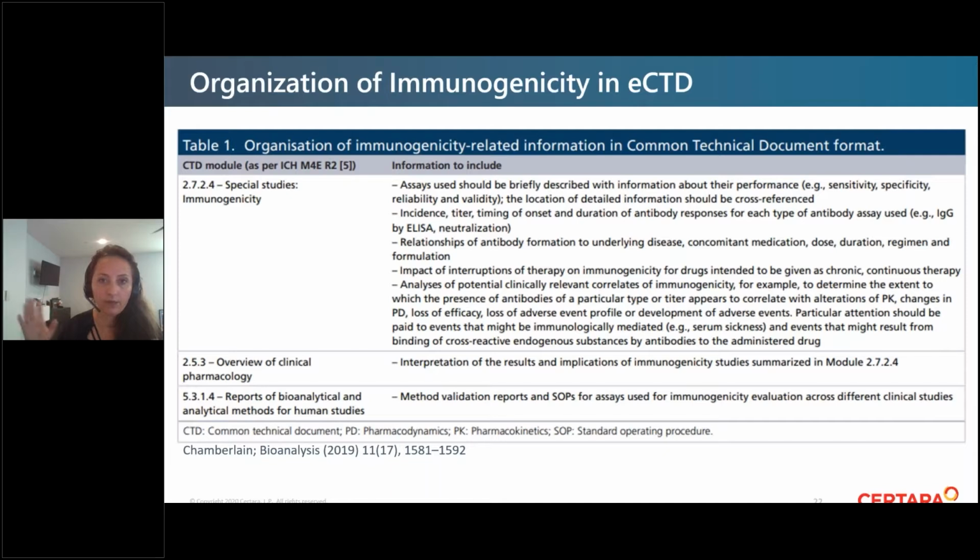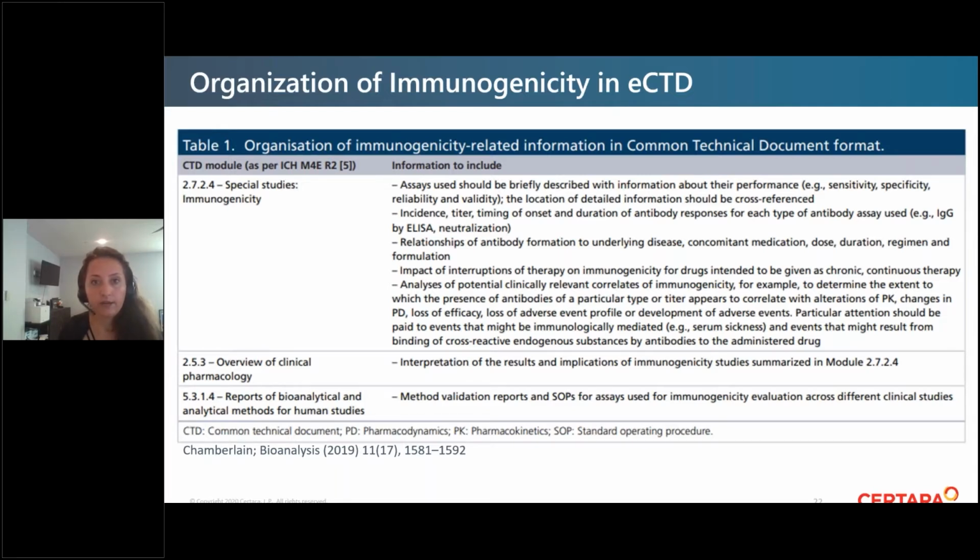So I'm going to briefly go through the organization of the eCTD and what's in there. 2.7.2.4 is basically a brief description of everything. So, a little bit about the assays, the relationships of the disease to your immunogenicity results, your therapeutic dosing schedule and how that can affect immunogenicity. Also, what's clinically relevant. 2.7.3 is specific to the interpretation of the results.